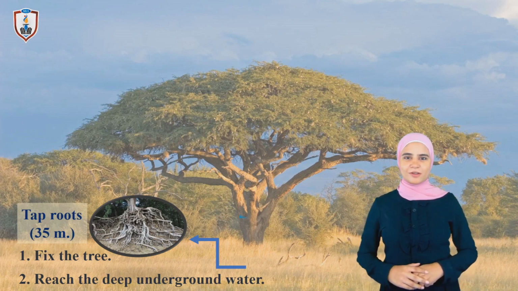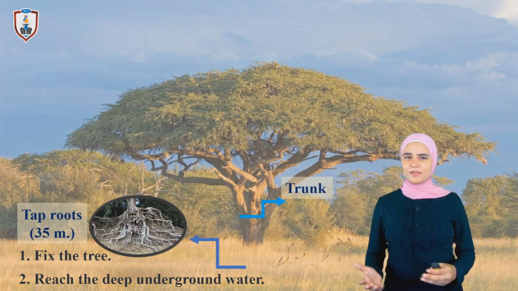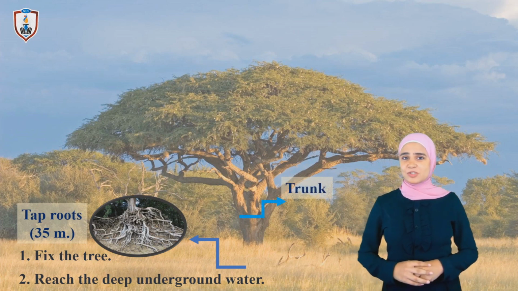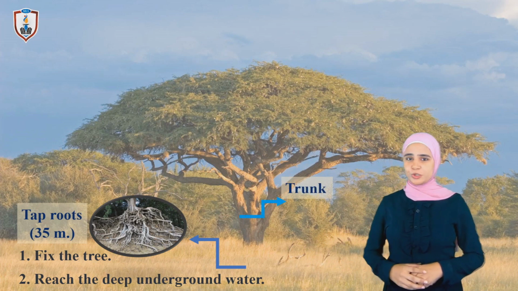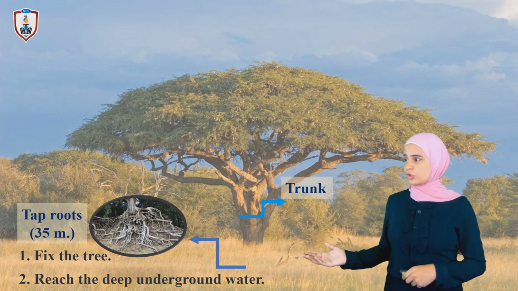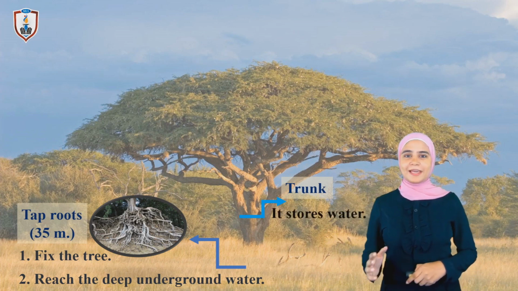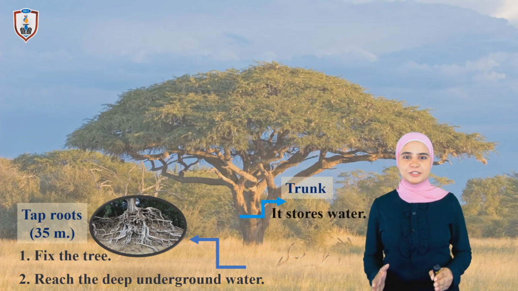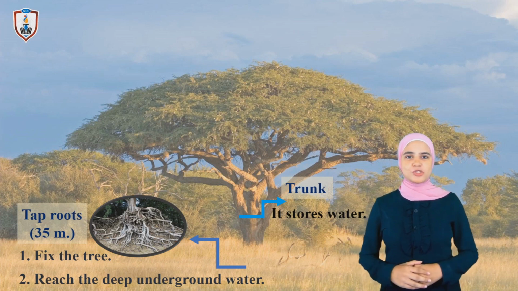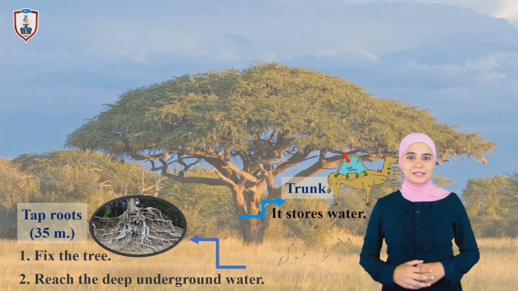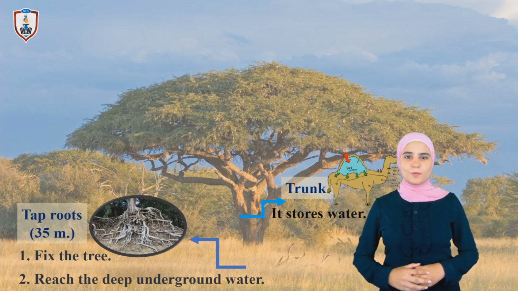What about its trunk? Can you guess? Is this trunk tall or short? That's right, it's a short trunk. So, acacia tree has a short trunk. This short trunk is very important as it can store the water. So, as the camel can store fats in its hump, also the trunk of acacia tree can store the water.